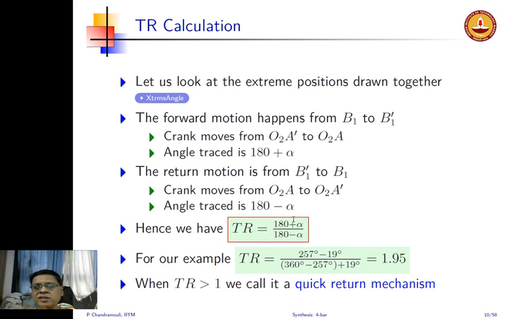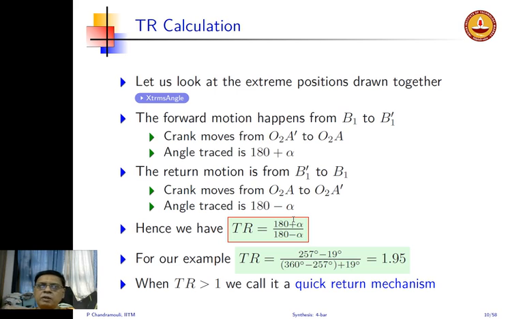All right. So when TR is greater than one, we call it a quick return mechanism. If TR is equal to one, it is a 1:1 ratio. There is no quicker return. And the other case, of course, is a quick forward mechanism if TR is less than one. It moves faster in the forward stroke than it does in the backward stroke. Okay. So at the end of this, I would like to break. This is a nice point to close the video.